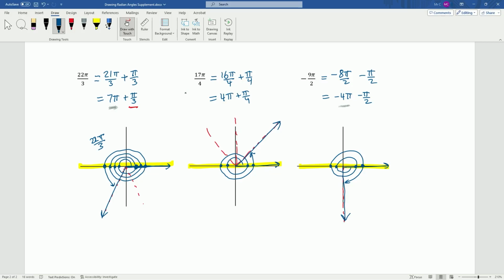Okay, so that's all the examples that I have for drawing radian angles. Hopefully that covered things pretty thoroughly, kind of covered every situation you would expect to come up, I think.